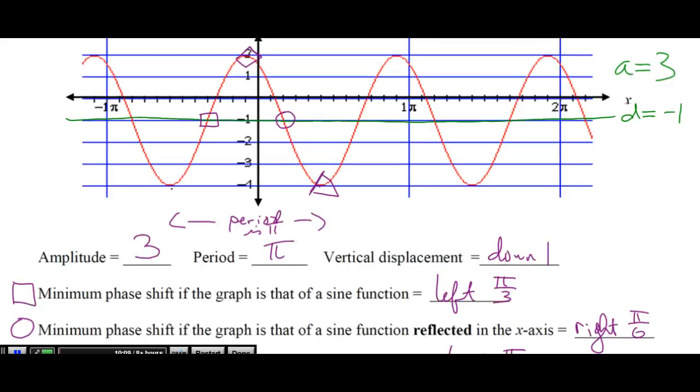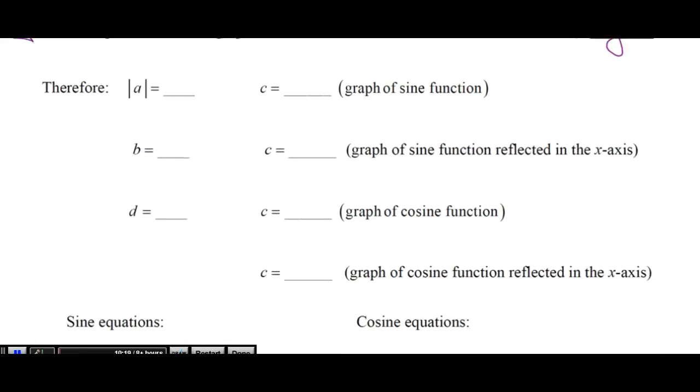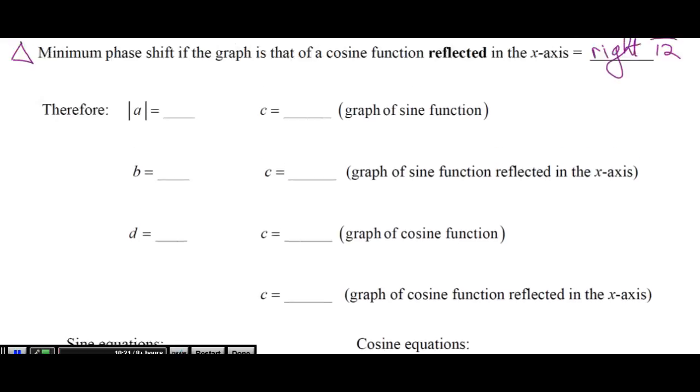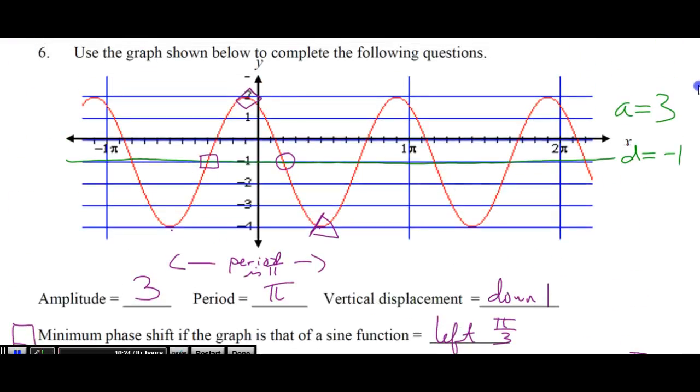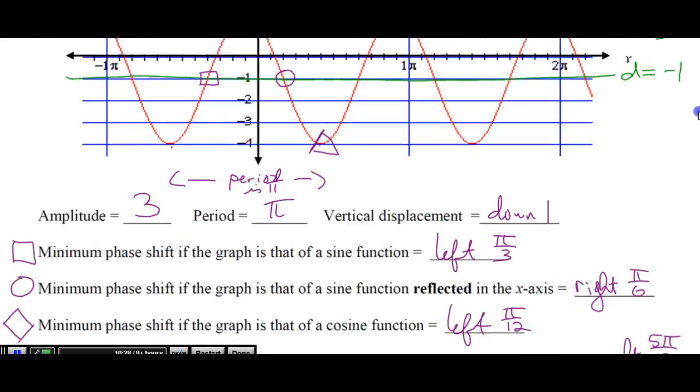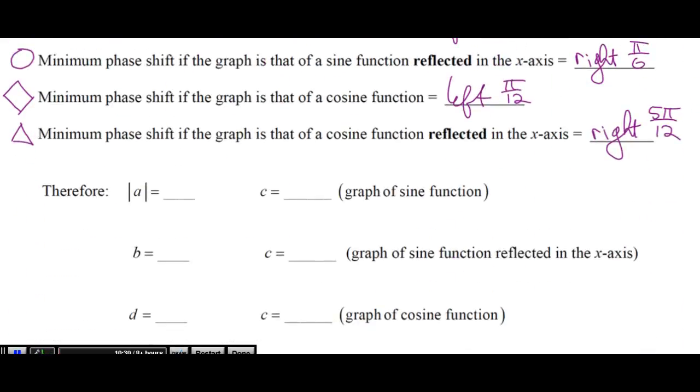Okay, having done all that, did the amplitude change when we went through all this stuff? Nope. Did the period change? Nope. Vertical displacement change? Nope. All right, therefore, the absolute value of A. So what's the absolute value of A? So the absolute value of A is the amplitude, right? A is for amplitude. Is 3.